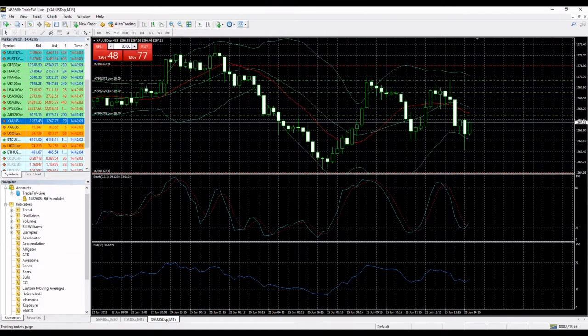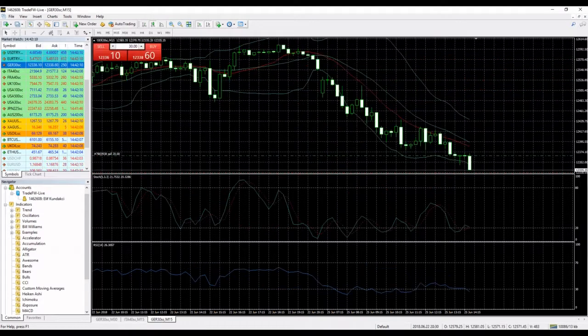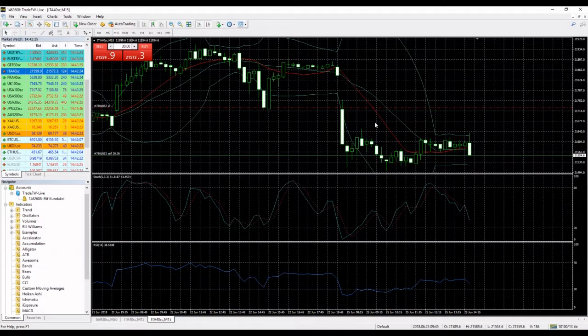I'm closing now my DAX position. No, I'm not closing it. It's dropping very nicely. I'm making right now $620 on DAX, and I will keep it. What's going on with Italy 40? Also, Italy 40 is dropping very nicely.